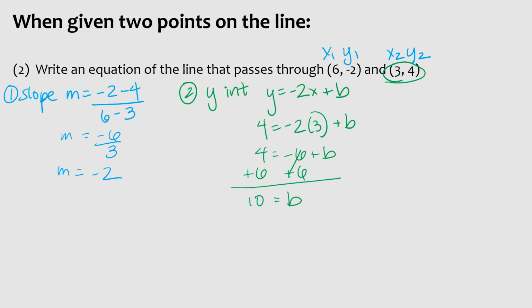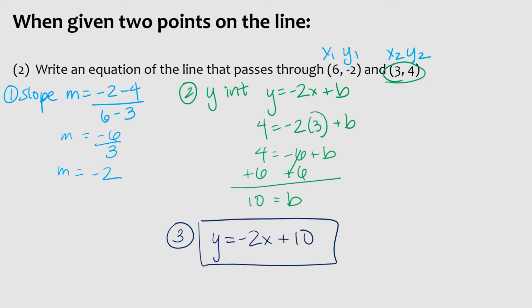Absolutely. Still get the same answer. So 4 equals -2 times 3 plus b. So that's 4 equals -6 plus b. I added 6 to both sides, and I get b equals 10. Then putting it all together with our last step, we have y equals, our slope is -2, so -2x plus 10. Ta-da. Nice work, everyone.